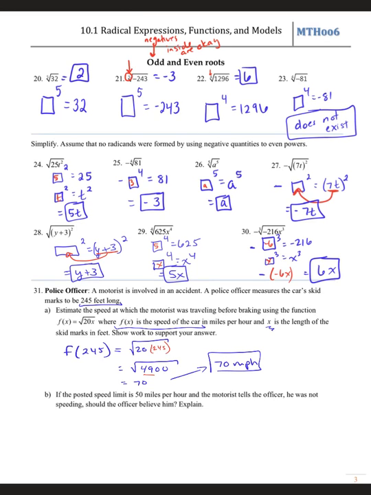Now, part B said if the posted speed limit is only 50 miles per hour and the motorist tells the officer he was not speeding, should the officer believe him? Well, in this case, I would personally say no, because mathematically, if that's how long the skid marks are, he was traveling 70 miles per hour, not 50. And 20 miles per hour is a pretty large difference between the two.